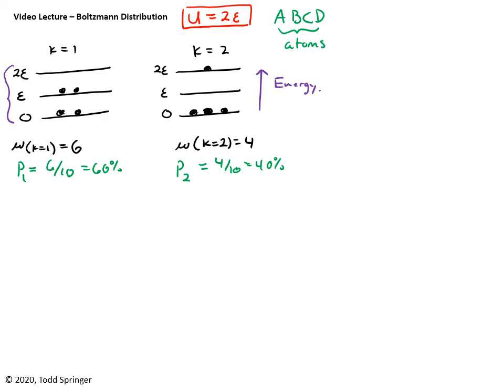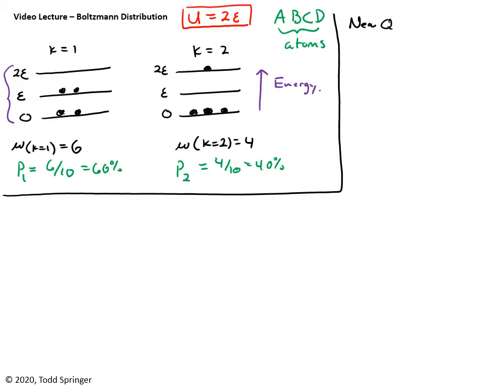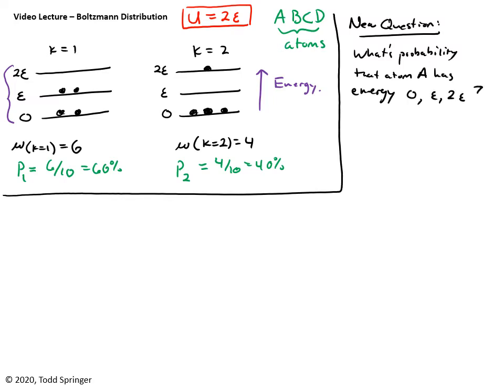Now I want to start asking a different question. So, a new question. I want to ask, what's the probability that atom A has energy 0 or epsilon or 2 epsilon? So I want to focus on one of those particular atoms, atom A, and I want to know what's the probability that it has some energy. So maybe, for example, this could be atom A. I want to know what's the probability that it's up there in energy with energy epsilon.